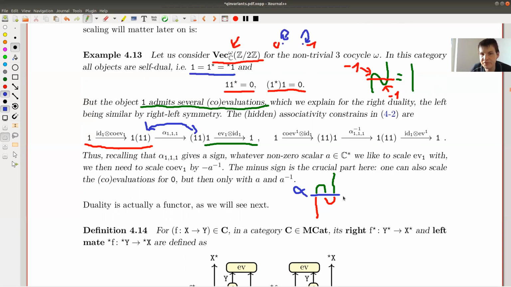All right, and this should pull straight, and alpha puts a sign. So this should be this morphism, and alpha puts a sign. So whatever scalar you want to multiply evaluation by, which is this map, you need to scale co-evaluation by the inverse of the scalar with a minus sign in order to get this equality, because alpha basically is a minus one, right? It's a multiplication by minus one morphism.